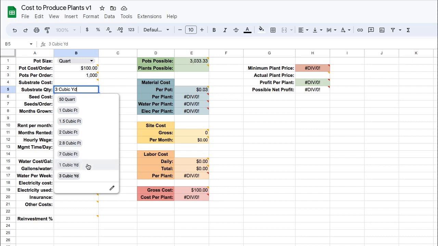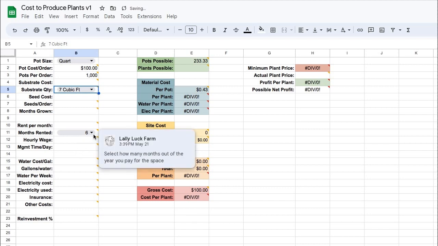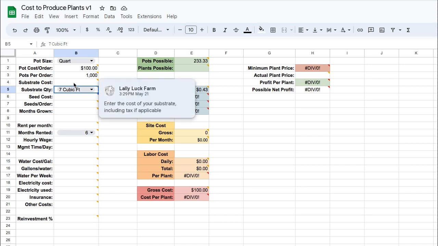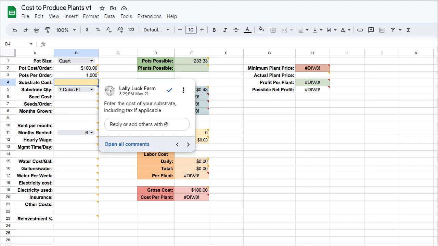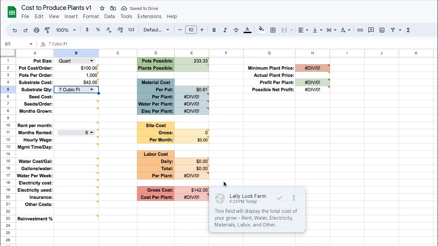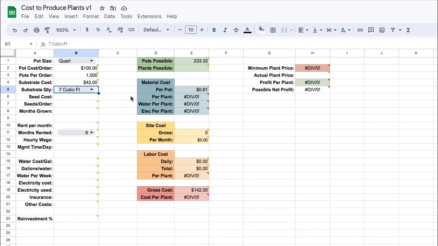And so if we were to select, say, the standard compressed bale of ProMix, we're going to say it's 7 cubic feet, and you can see that our cost per pot has changed. The number of pots possible based on the amount of substrate we have has changed, and several of the others have stayed pretty much the same. If we spent $40, $42 with tax, on that substrate, now we're starting to see our gross costs adjust, our per pot cost adjust, and other things going up.